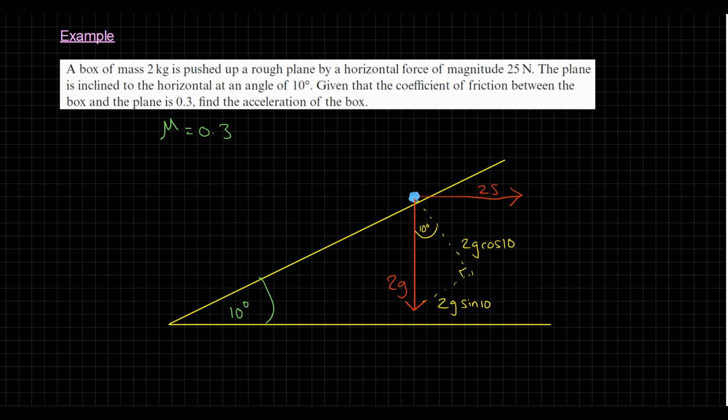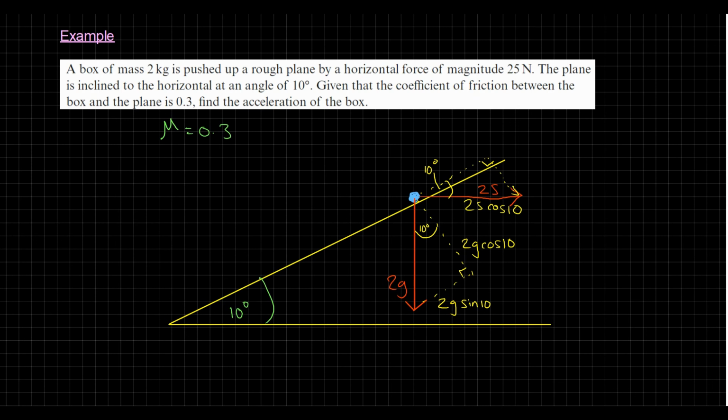And then this 25 newtons force, let's split that into components. So we've got a component going up and a component going perpendicular to the plane. What's that angle? Well, that angle there quite clearly should just be the same as this angle here, right? Because you've got the horizontal and the parallel to the plane. So that's, again, 10 degrees. So what do we get? We get 25 cos 10.